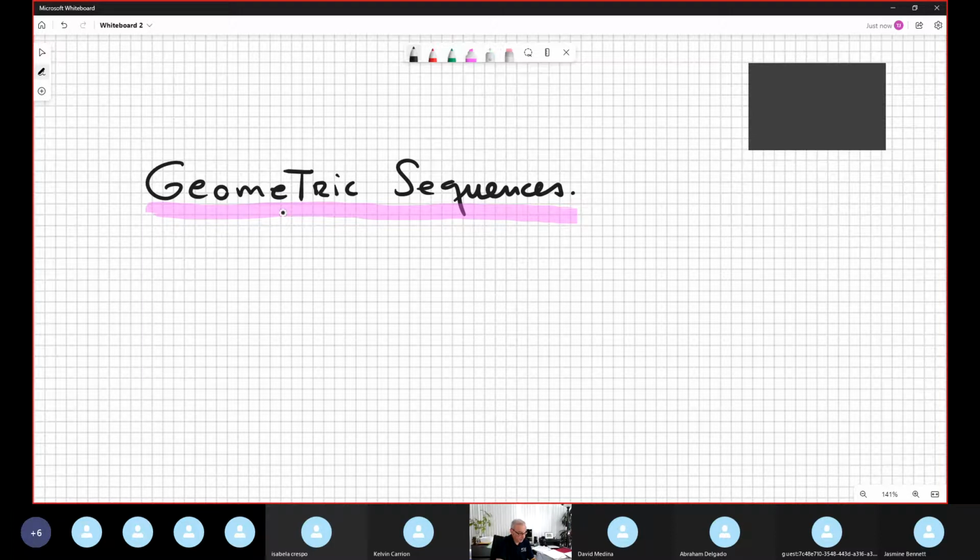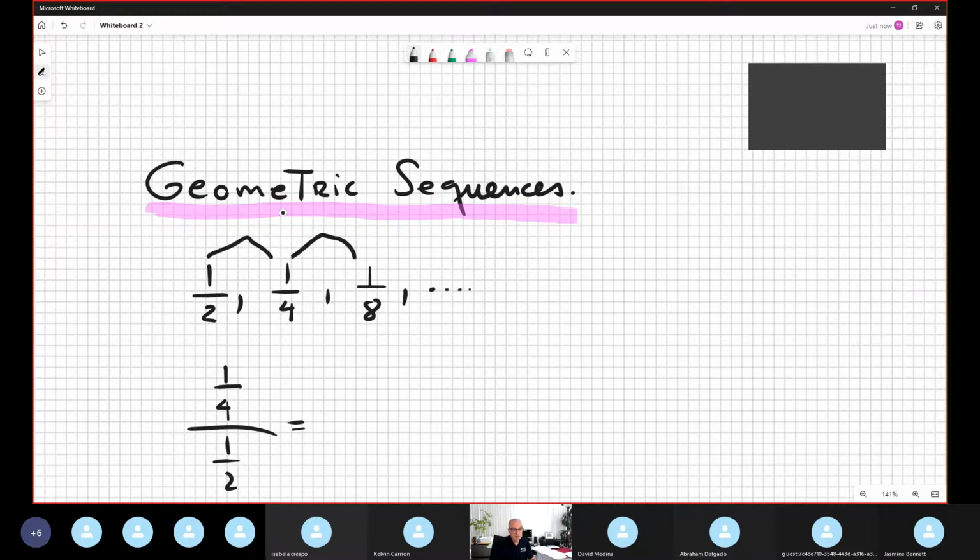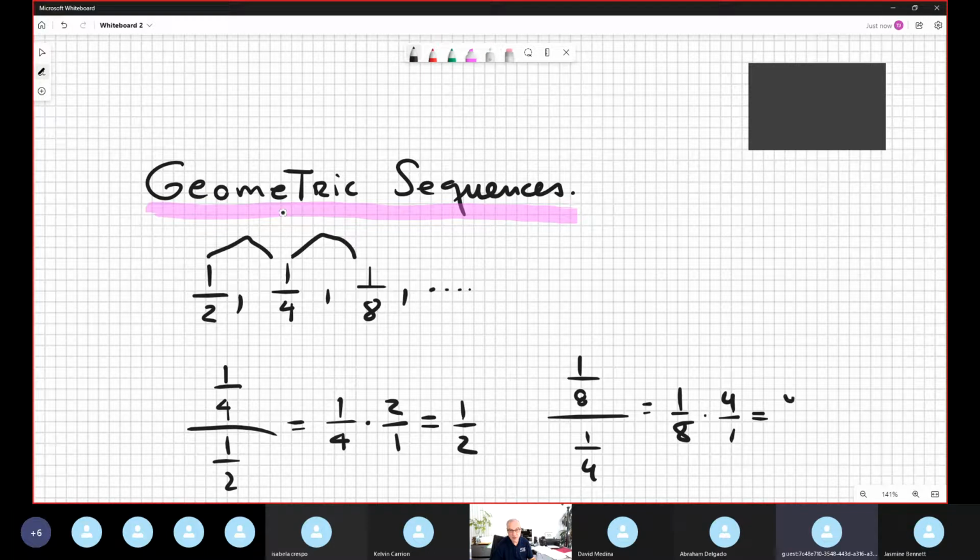Well, one example of a geometric sequence maybe is 1/2, comma, 1/4, comma, 1/8, comma, and so on. Okay, in that case, no subtraction, but division. If you divide, for example, 1/4 divided by the previous, you get 1/2. Let's do it quickly. It's 1/4 times 2/1, it's 1/2. Now if you divide 1/8 by 1/4, we have 1/8 times 4/1. Again, 4/8 gets 1/2. And 1/2 is common, it is called the common ratio.